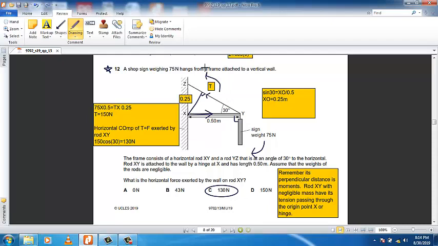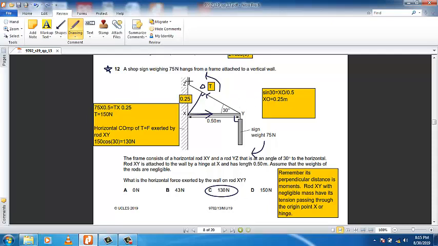So what's causing it to move anticlockwise? That's the tension. This tension is making it move anticlockwise. So if it's the anticlockwise tension T, then the perpendicular distance is this shortest distance from X. So just calculate this distance first. How can we calculate this distance? This is 90 degrees, this is a right angle triangle, the hypotenuse is 0.5, and the angle is 30 degree. The sine 30 equals XO divided by 0.5, so XO becomes 0.25, so this length becomes 0.25, the shortest distance.